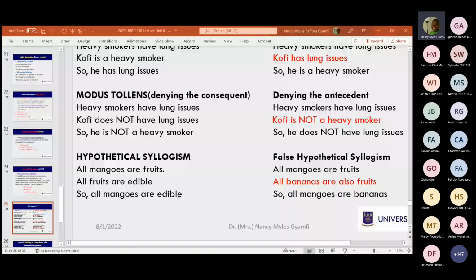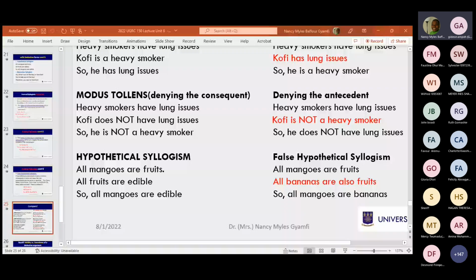So the person is arguing and saying, whenever it rains, the ground gets wet. And when the ground gets wet, there is plenty harvest. Therefore, whenever it rains, there will be plenty harvest. That's hypothetical syllogism. Nothing much. It's just the pattern we are looking at.